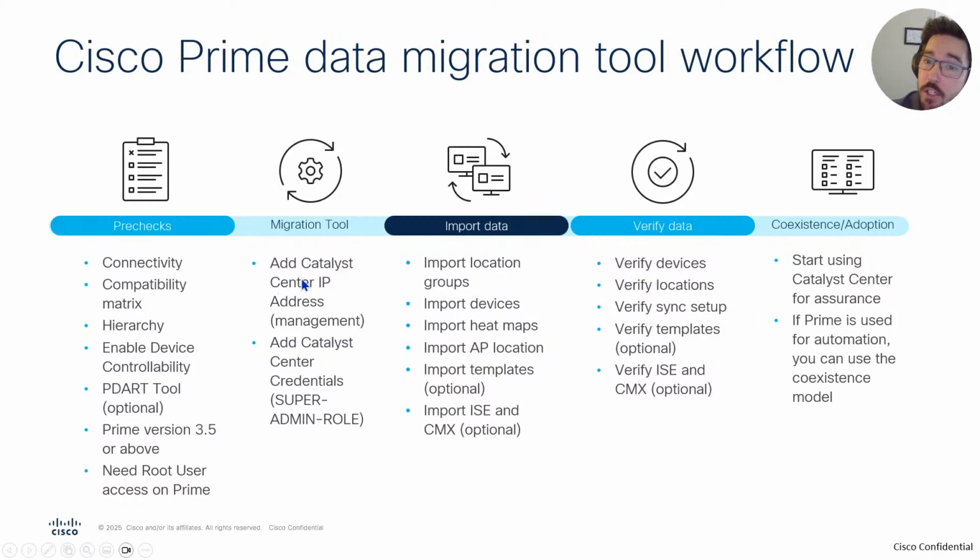This is where you'll enter within Prime the Catalyst Center IP address, and then you'll add the Catalyst Center super admin role credentials. From here, you will go through a workflow, and you will specify the location groups from Prime that you want to migrate over, which will become the network hierarchy of Catalyst Center. You want to select the devices. So all the devices within Prime will be migrated over to Catalyst Center.